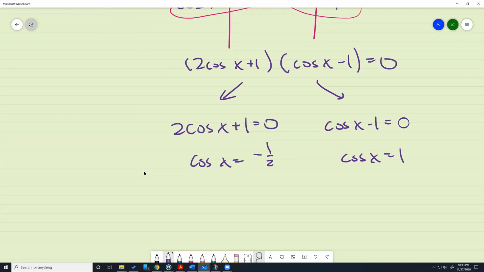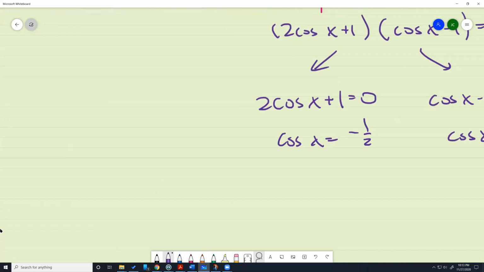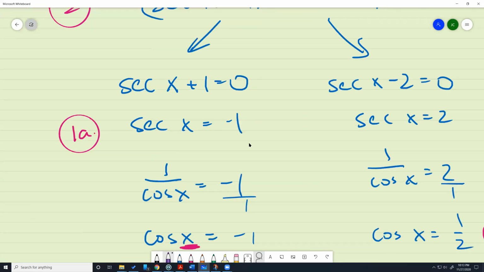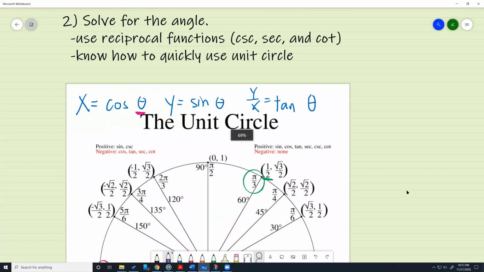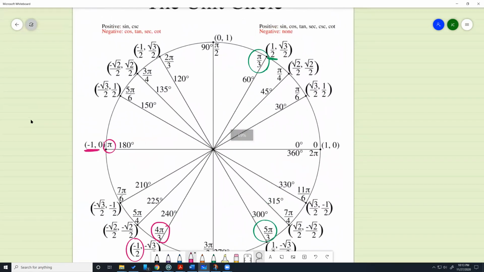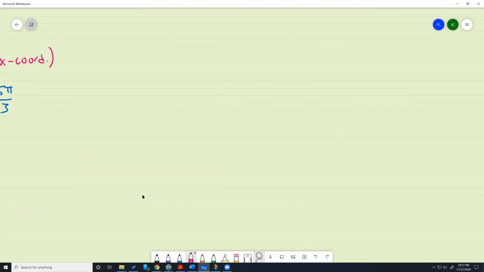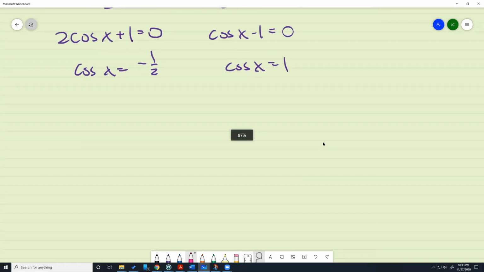Okay, unit circle time again. Cosine x equals -1/2. What angles for cosine will give me -1/2 this time, not +1/2, -1/2? Let's look at the x values. There's going to be this angle, 4 pi over 3, and in the second quadrant as well, 2 pi over 3. And the other one, I think, was -1, so that's going to be pi as well. Oh, never mind, they wanted +1. So the answers are going to be 2 pi over 3, 4 pi over 3, and 0.